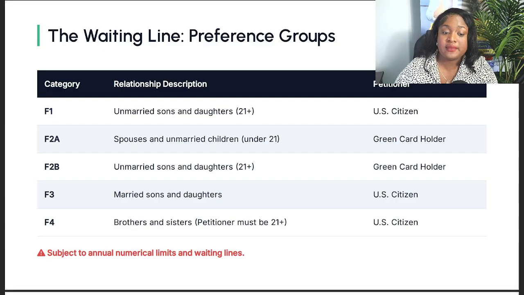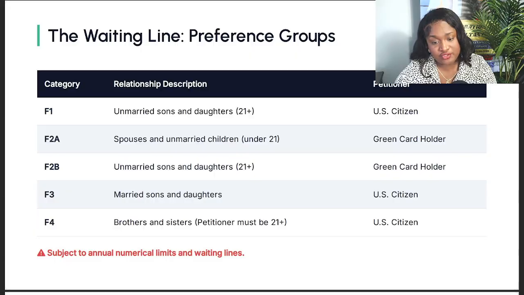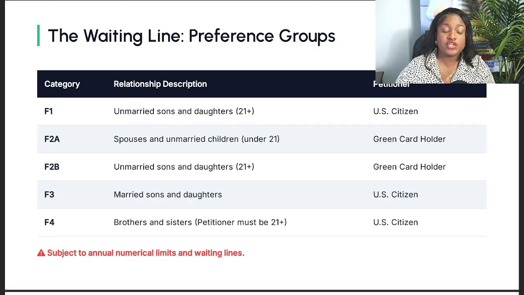F2B, it's unmarried son and daughter over 21. We have the F3 category if you're a son or daughter of a US citizen and you are married. And you have F4, which is brother and sister of a US citizen. Only a US citizen can petition for their daughter, for their brother and sisters.